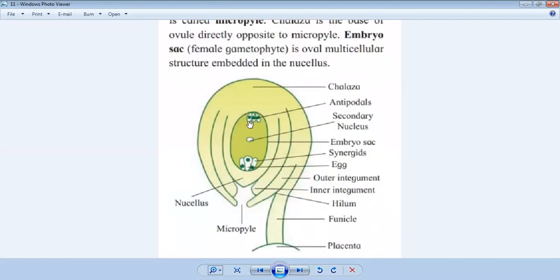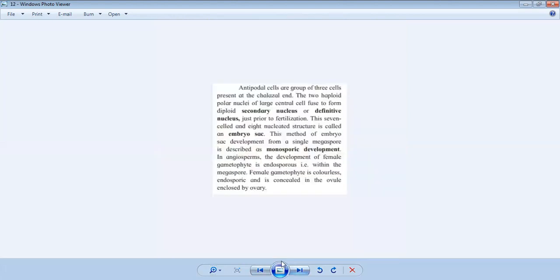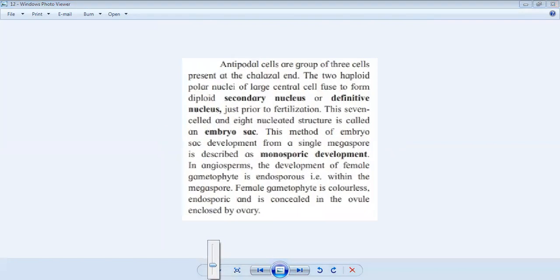The group of 3 antipodal cells are there in the LS of the anatropous ovule. So these are the 3 cells which are commonly called the antipodal cells, which are present at the chalazal end. At the chalazal end of the anatropous ovule there is a group of 3 cells, and they are called antipodal cells.